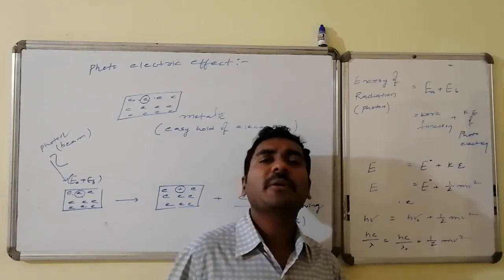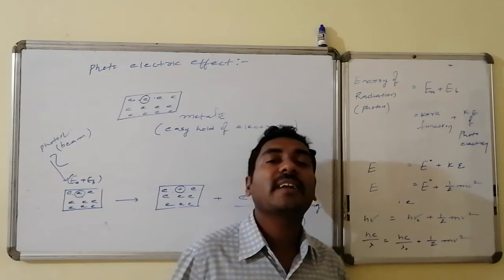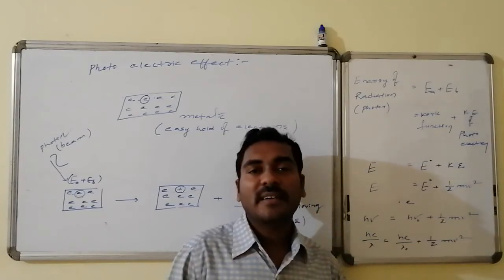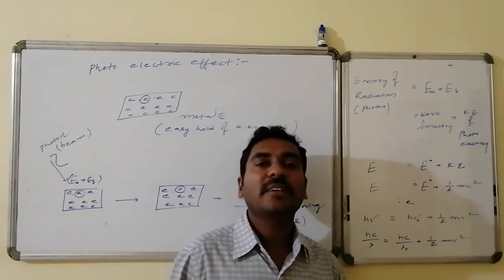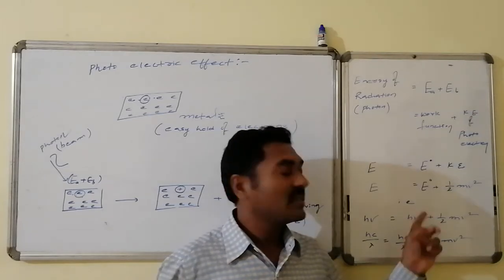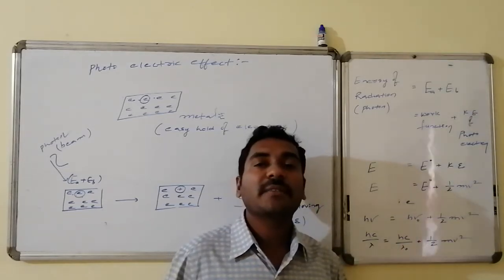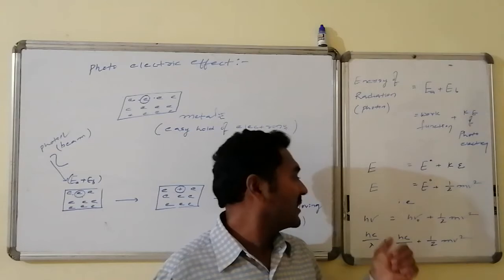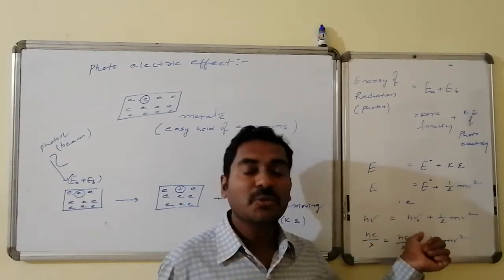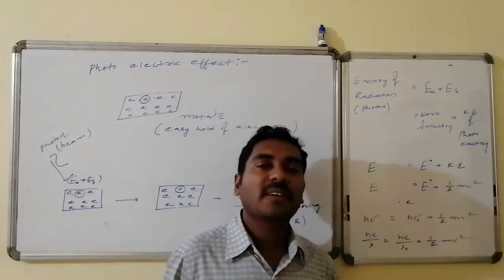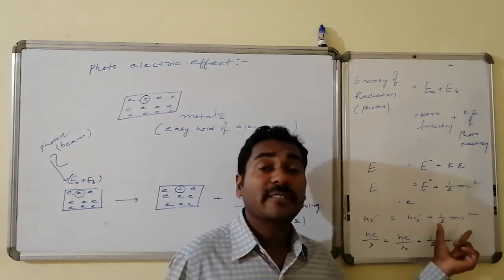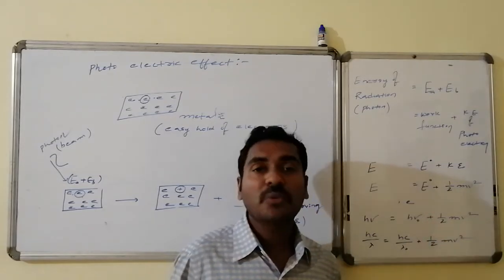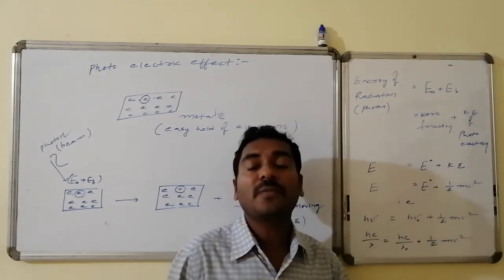Thus, the minimum amount of energy required to make the electron free from the other interactions of the metal is said to be the work function, whereas the remaining amount of energy is present in the form of kinetic energy, that is h nu equals h nu 0 plus half mv square. Otherwise, this can also be expressed in terms of what? h nu, whereas that is the remaining amount of energy.